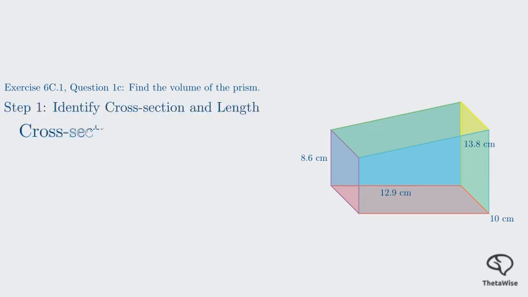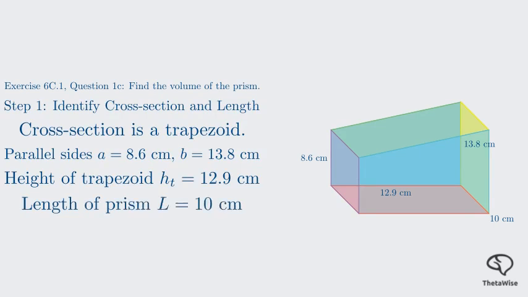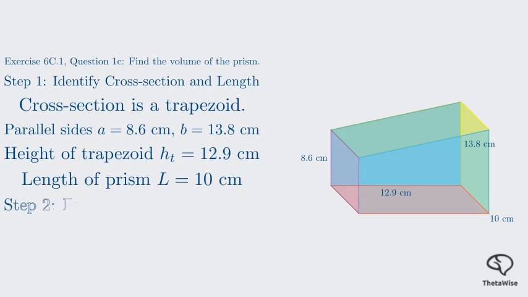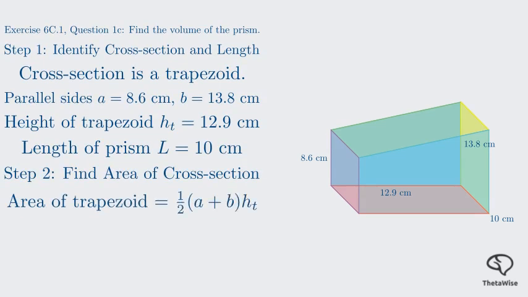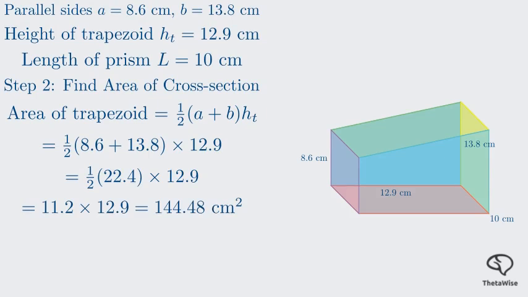For our trapezoidal cross-section, the two parallel sides, A and B, are 8.6 and 13.8 cm. The height, h, of the trapezoid is 12.9 cm. Now let's find the area of this trapezoidal cross-section. The formula for the area of a trapezoid is 1/2 times the sum of the parallel sides, times the height. Substituting our values, we get 1/2 times 8.6 plus 13.8, all times 12.9. That's 1/2 times 22.4 times 12.9. This gives us a cross-sectional area of 144.48 square centimeters.